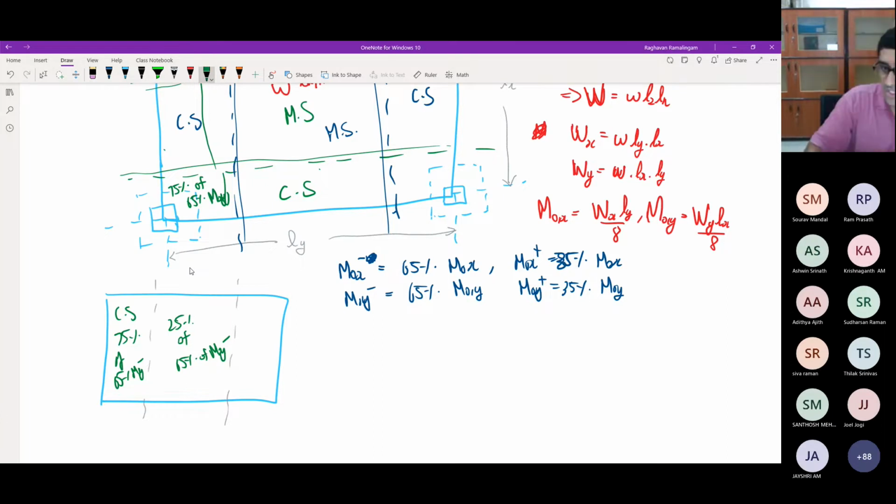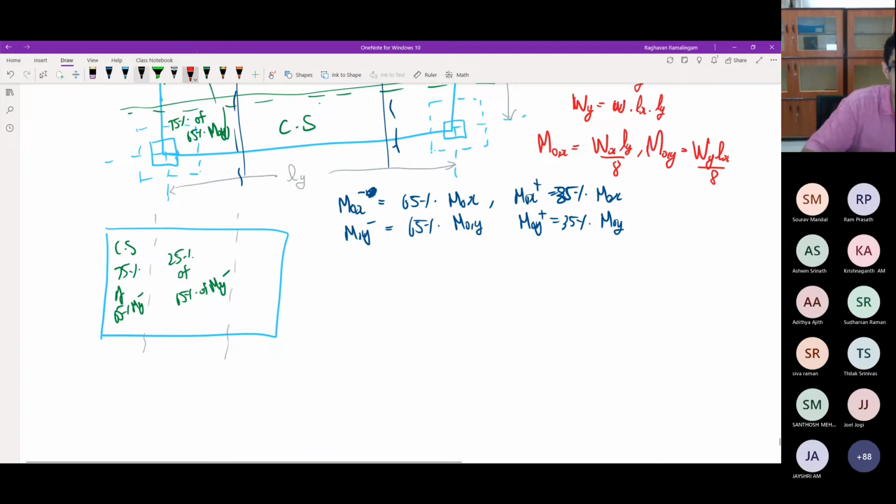And when I come to positive moments, the positive moments will be present in the middle. So that positive moments I will use a different color. And that will be as given over here. It says 60% of the total positive moment in the panel, for the column strip. So it's 60%.